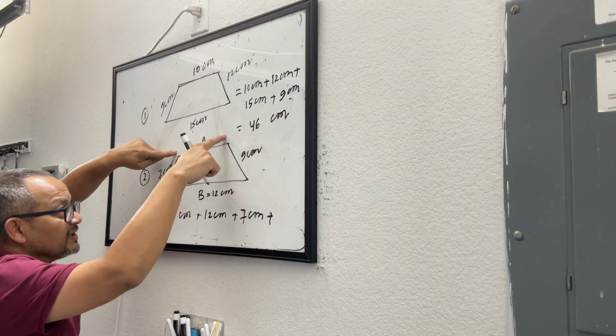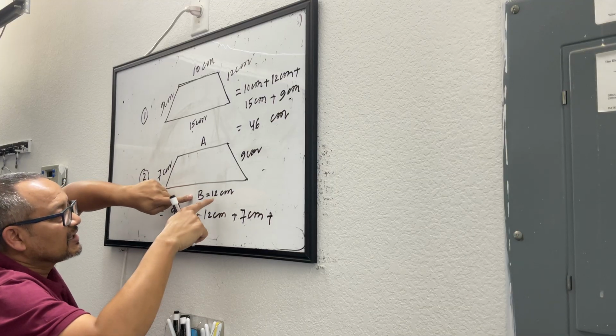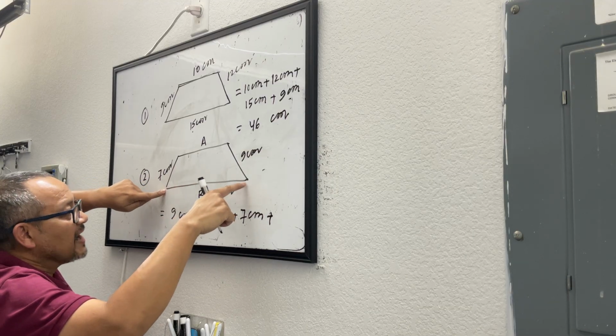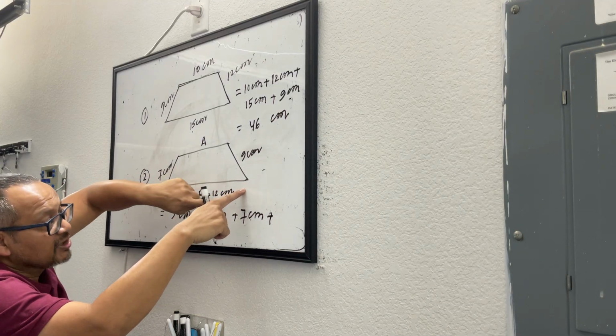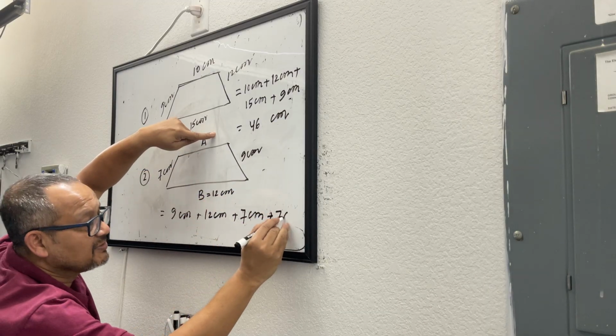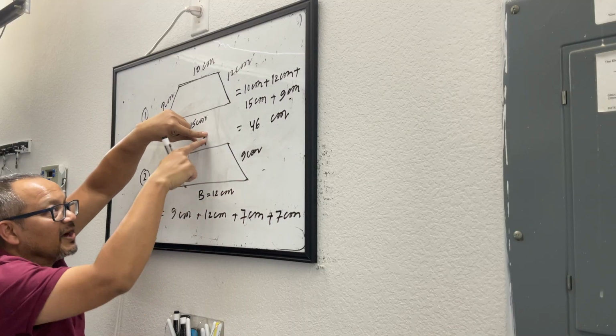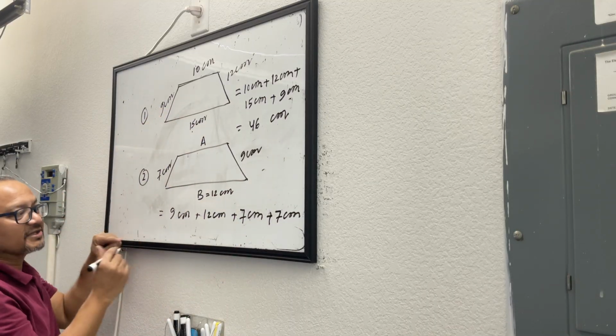This one says this side is 5 units less than this. So whatever this is, 5 units less than that. Meaning same unit, 7 centimeter, and 5 less than that. So this is 7 centimeter again. So this is 12, this is 7. 12 minus 5. Now I have all the sides.